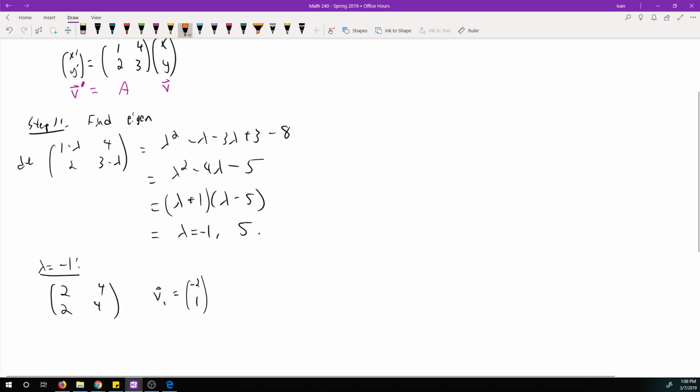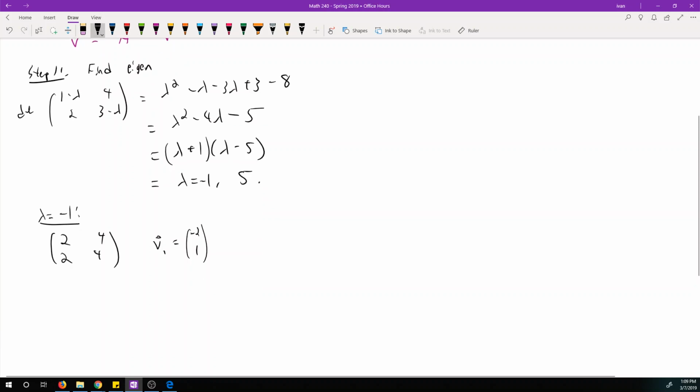Oh, okay, that's fine. You said 1, 2. Yeah, so negative 2, 1 is an eigenvector. Then what else? Now you want the eigenvalue lambda equals 5. So 2, negative 2, 2, negative 2. Oh wait, hold on, this is negative 4, 4, 2, negative 2, and this one is 1, 1. So this is the eigenvector.